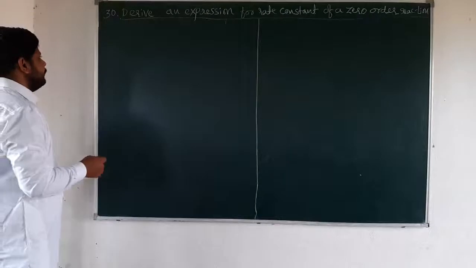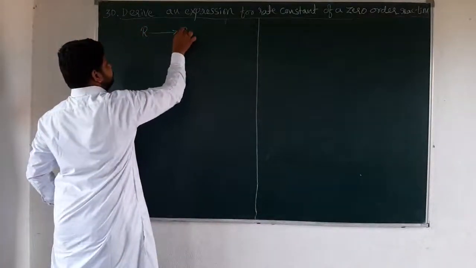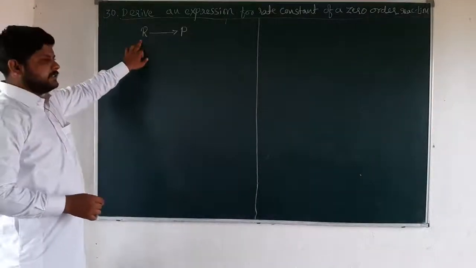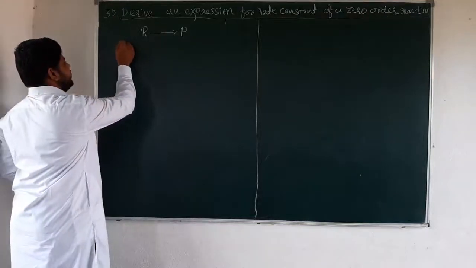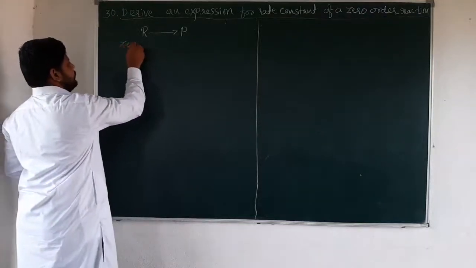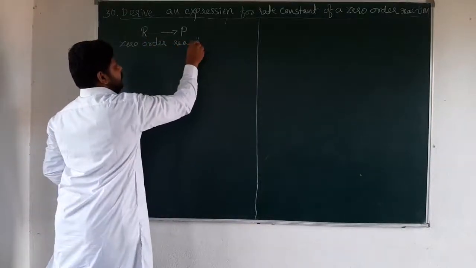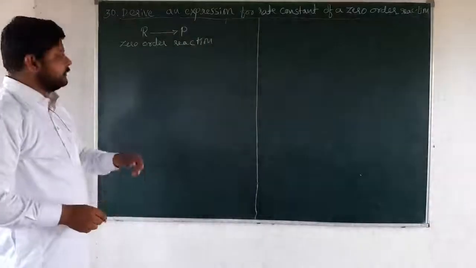First of all, I will take a reaction R gives P. Let us take a reaction R gives P. R means reactant, P means product. It is a zero order reaction, where R is reactant, P is product.